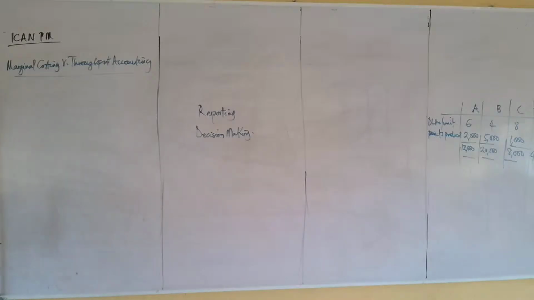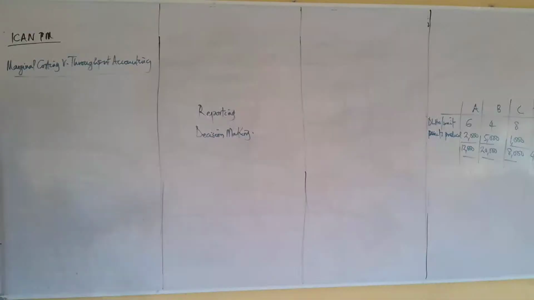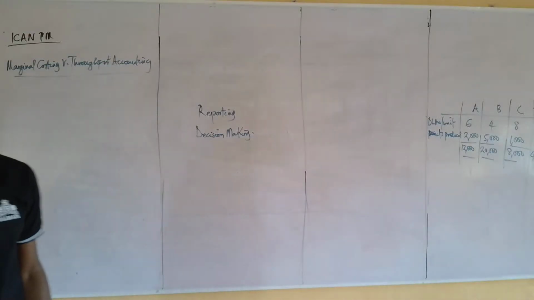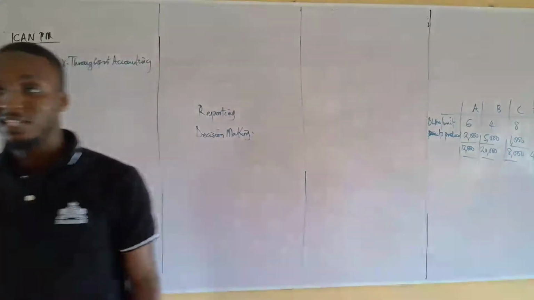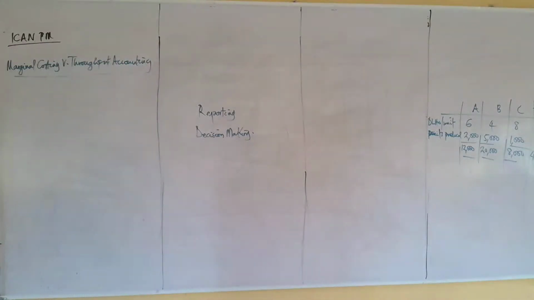The only difference now is that throughput does not take all the variable costs. It just takes one, which is material cost. Basically it takes the material cost. Whenever we are looking at marginal costing versus throughput, the questions will come out in the nature of the management decision they use it to make.